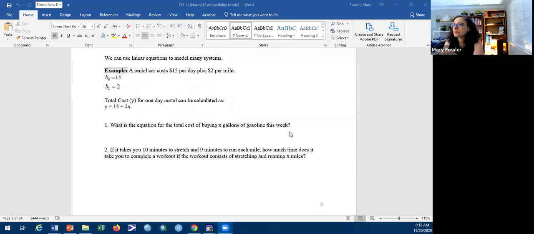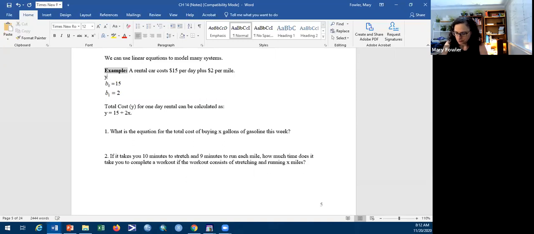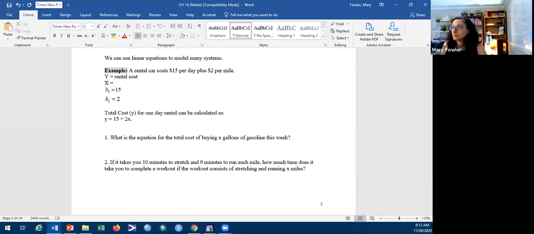And so finally, I just want to show you how word problems come together into what we call a linear equation or a linear model. This might be something you're familiar with from algebra, so let's take a couple of examples. A rental car costs $15 a day plus $2 per mile. In this case, we're going to let y be the rental cost and x be the number of miles.